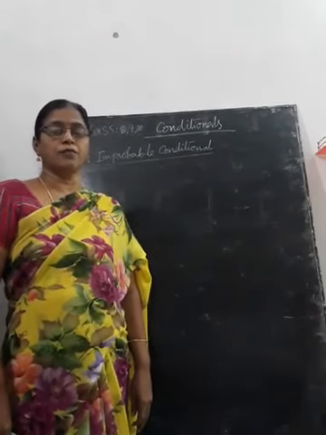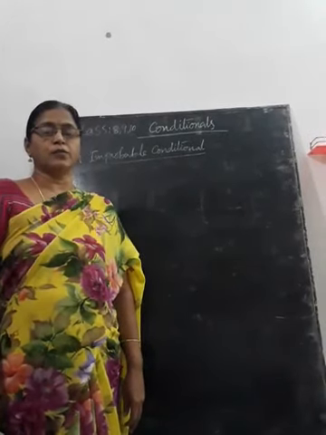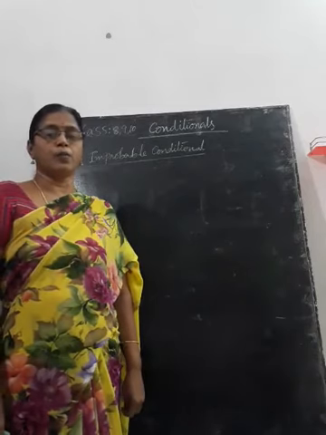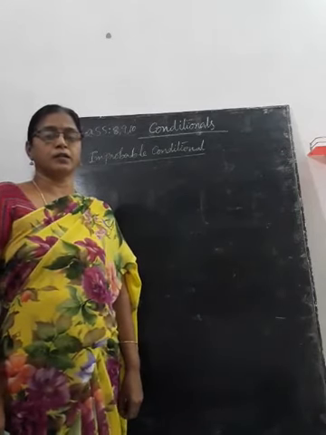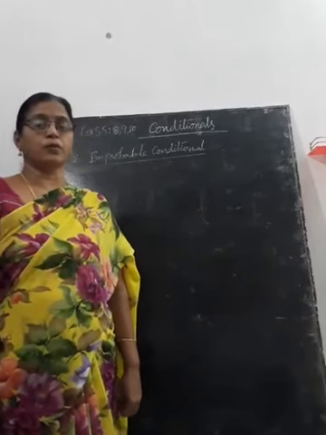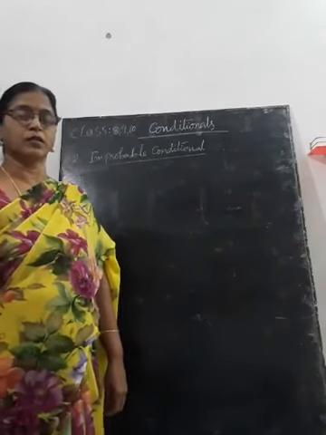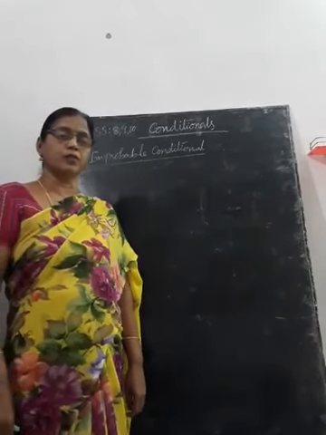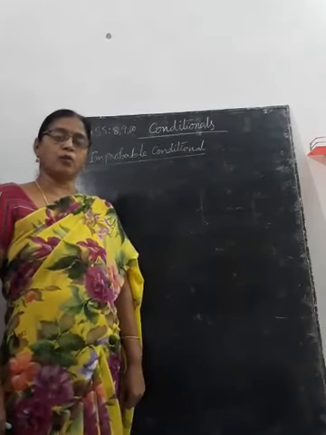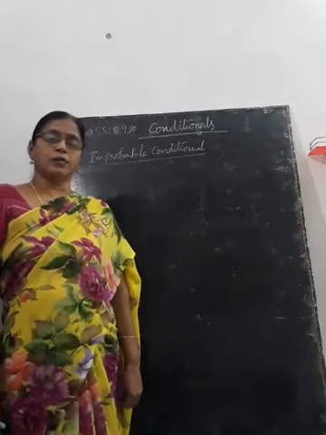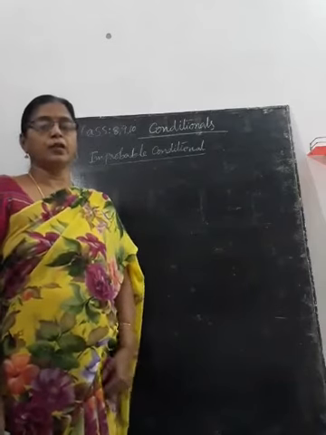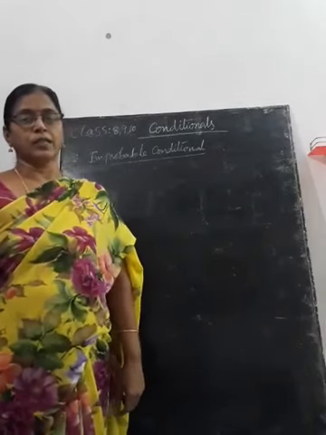There are three kinds of conditional sentences. One is the probable conditional sentence, the second is the improbable or imaginary conditional sentence, and the third is the unfulfilled conditional sentence. Probable conditional sentences are used to talk about the present or the future, and there is a possibility for them to happen, so it is called a probable conditional sentence.